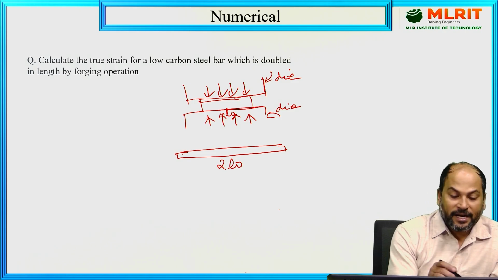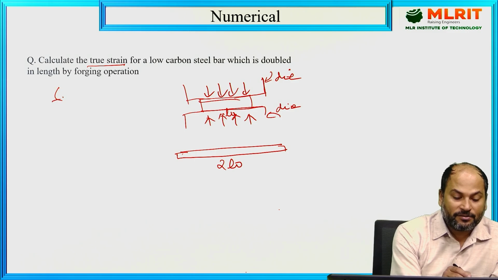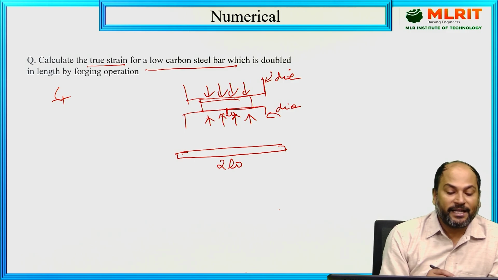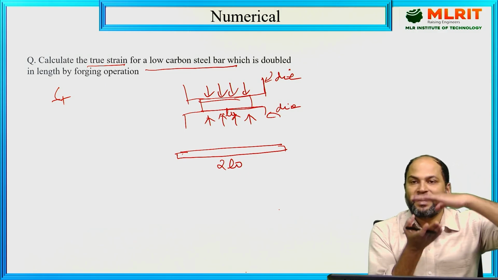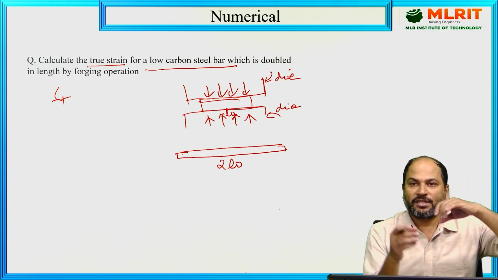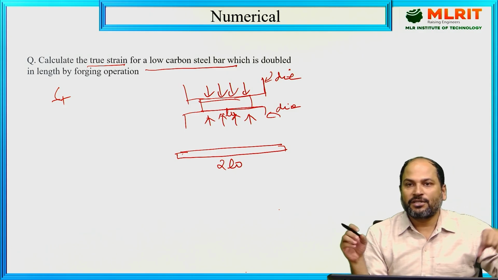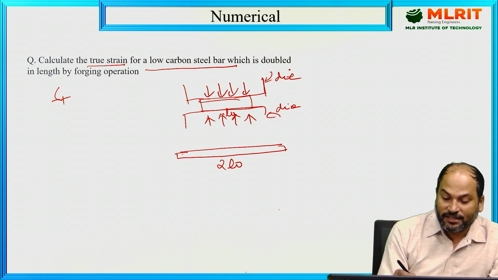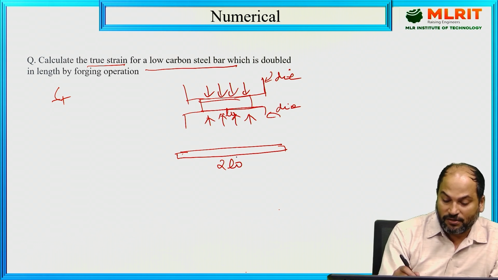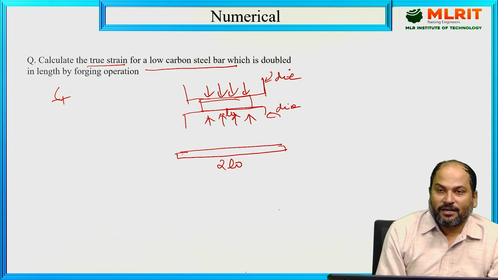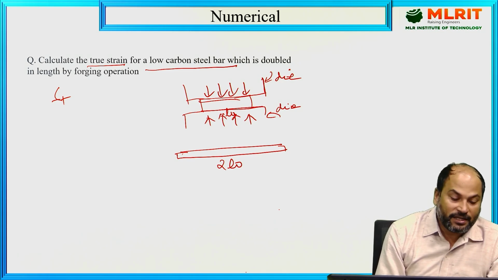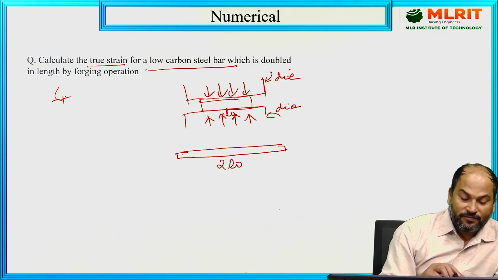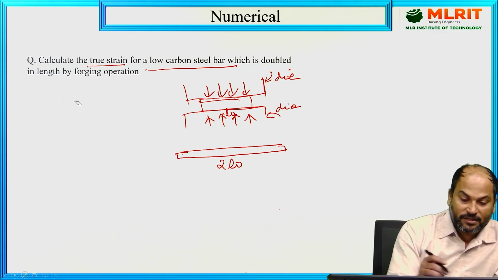What is given? Calculate the true strain for a low carbon steel bar which is doubled in length by a forging operation. So two platens, two dies are there, our workpiece is in between, we are applying the force, and because of the forging operation, the length is becoming double, meaning it is increasing. Initially it is L naught, it has become twice L naught. And it has been asked to calculate the true strain. So there is a formula for true strain. What is the formula? And what are the given things?